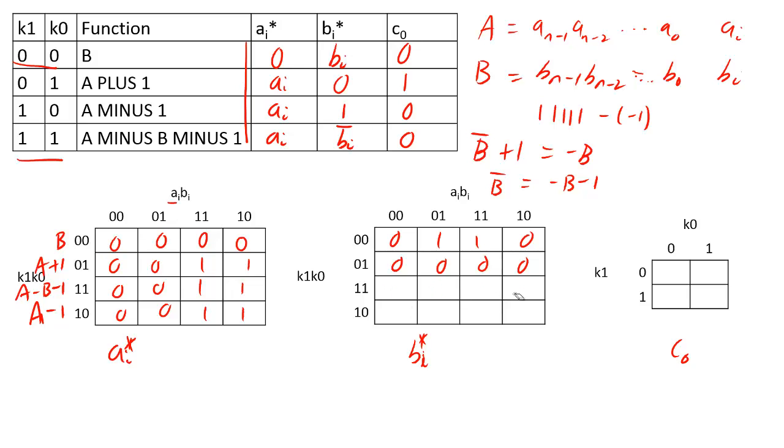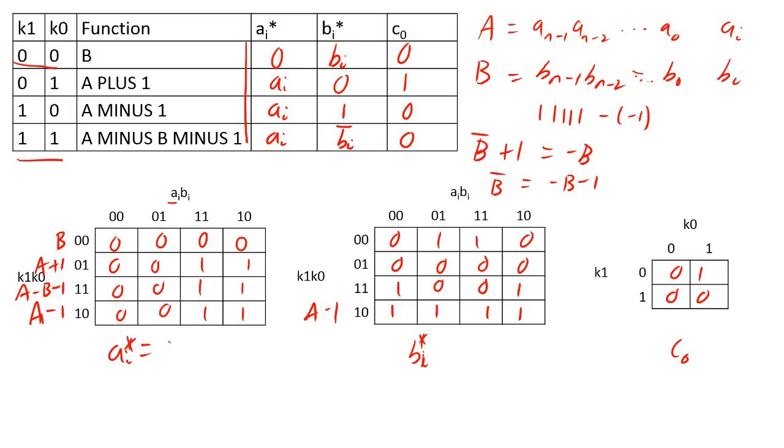Oops. I always do this. It goes on the bottom one. This is the a minus 1 row. So that's that one. And then we have the b complement, so it's the opposite of my b bits. And my c0, it's going to be 0, 1, 0, 0.